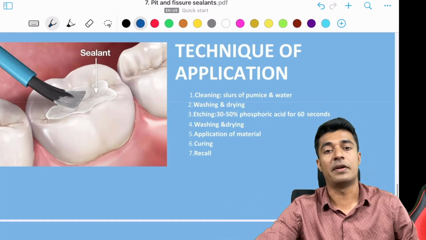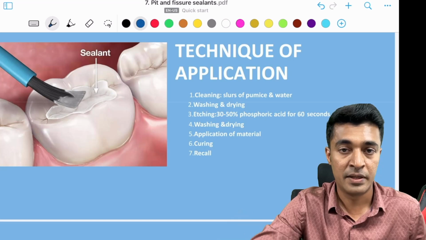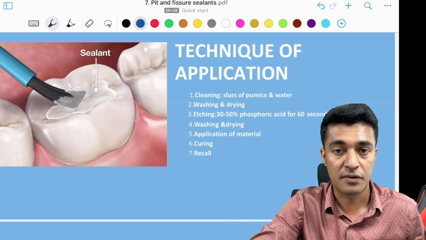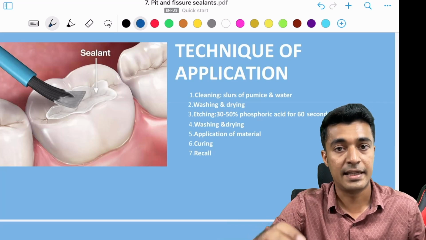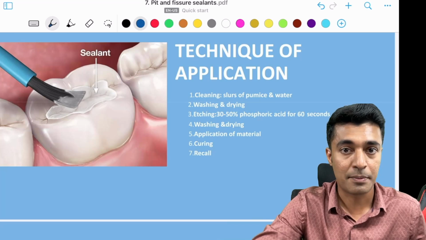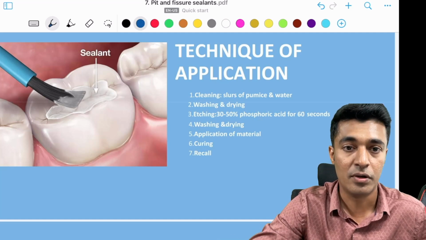Coming to the technique of application, first we rinse the pit and fissure with a slurry, then washing and drying is done. Then we etch the tooth surface with 30 to 50% phosphoric acid for 60 seconds. Then we wash and dry the tooth surface. Then the bonding agent is applied, the sealant is cured, and then finally the patient is recalled for review.